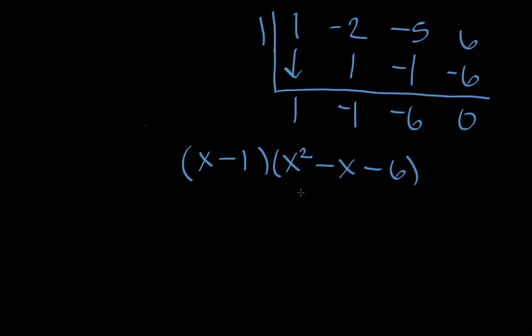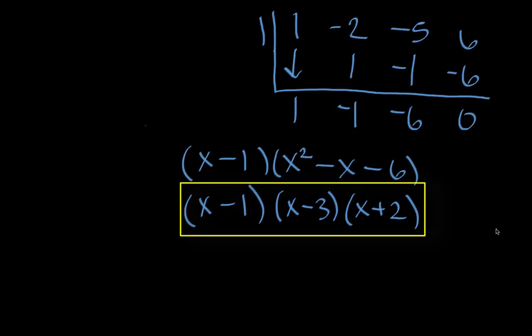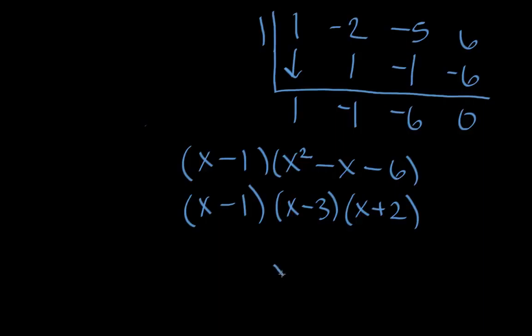So we have to think of what factors of negative 6 could add together to give us a negative 1. And in this case, it's going to be a negative 3 and a positive 2. So this is what our original equation looks like when it's factored out. And our zeros of this equation are going to be 1, 3, and negative 2.